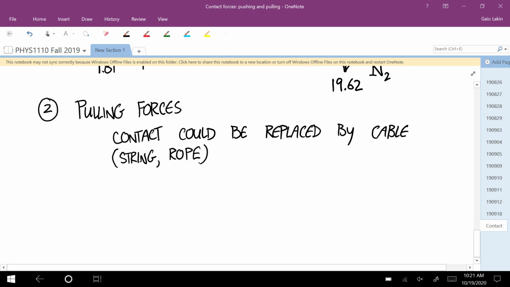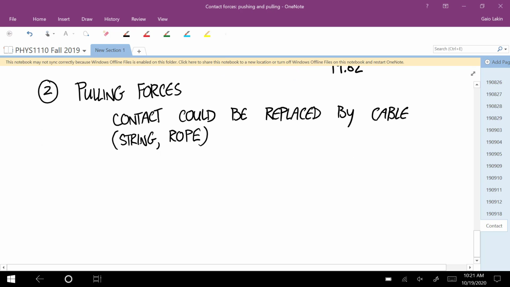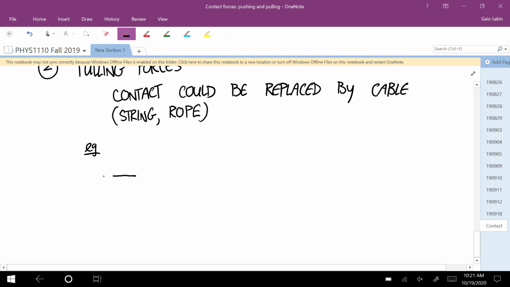So an example of a pulling force. So let's say that we have two carts. And they're joined by some kind of coupling thing like train cars.